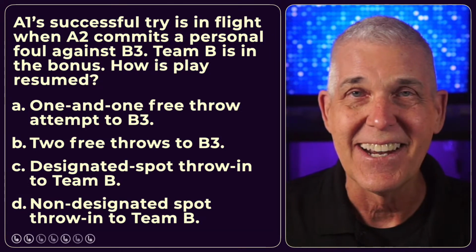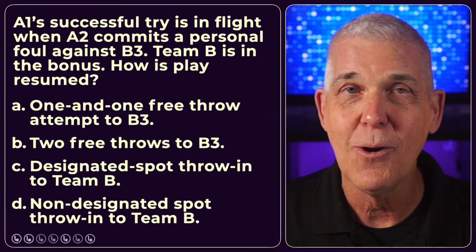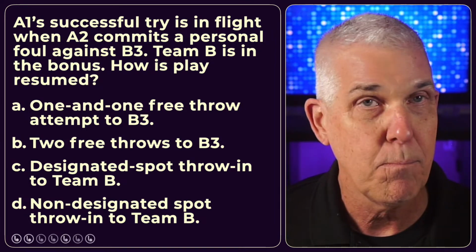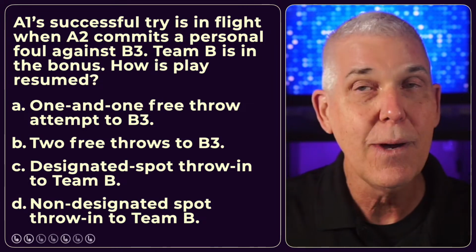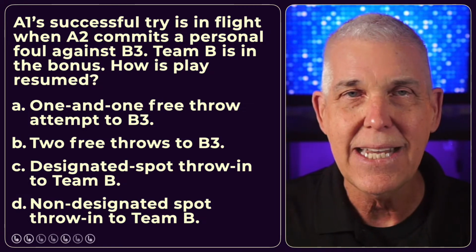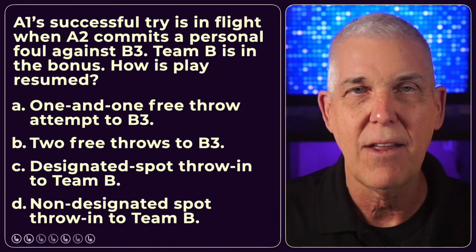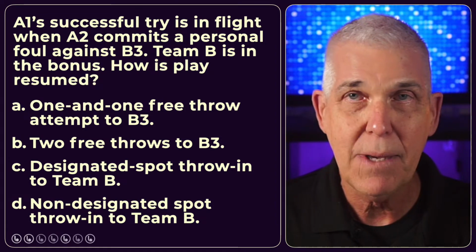I like our first answer here. A, 1-and-1 free throw attempts to B3. B, 2 free throws to B3. C, designated spot throw-in to Team B. Or D, non-designated spot throw-in to Team B.